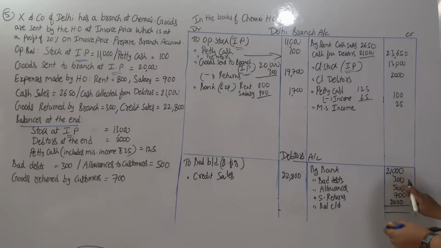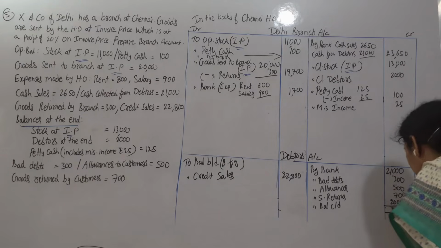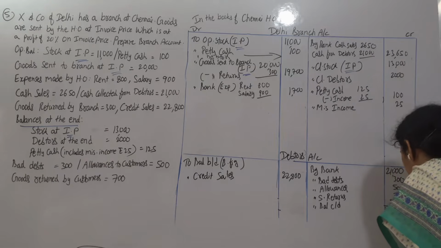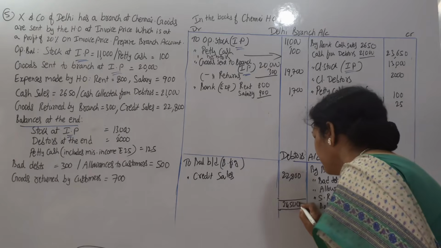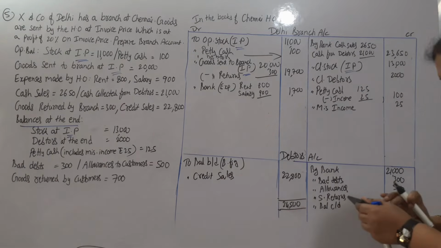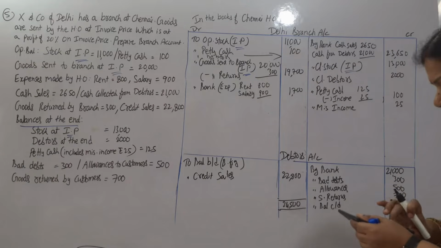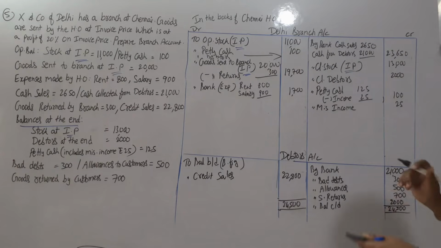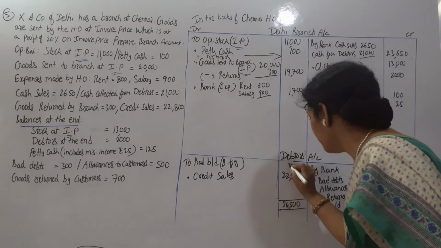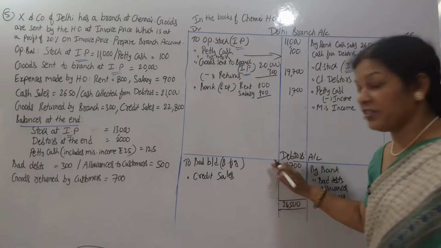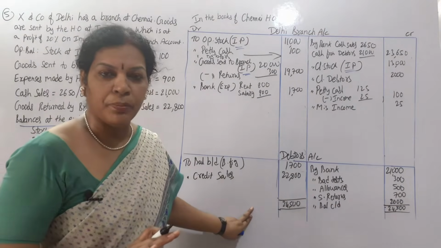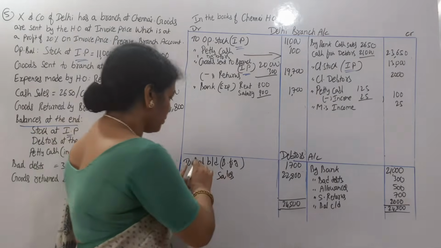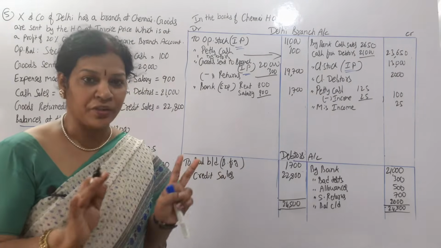21,000, 22,000, 22,500, 23, 24,500. 24,500 minus 22,800 comes to 1,700. 1,700 is the opening balance of debtors. This is the balancing figure. Let me tell you once again, debtors account we have opened. Opening balance we don't know. So that is why, balance brought down, balancing figure, that will be.